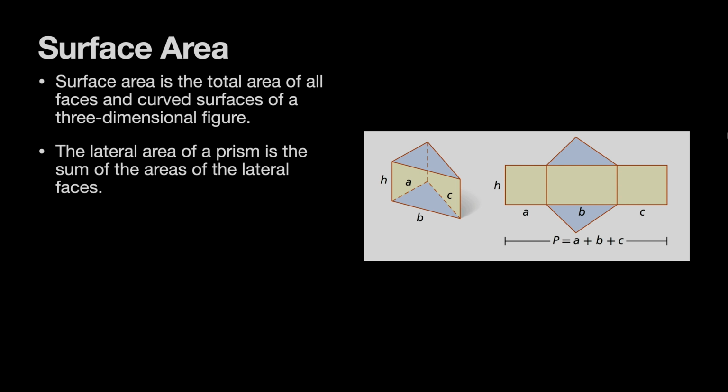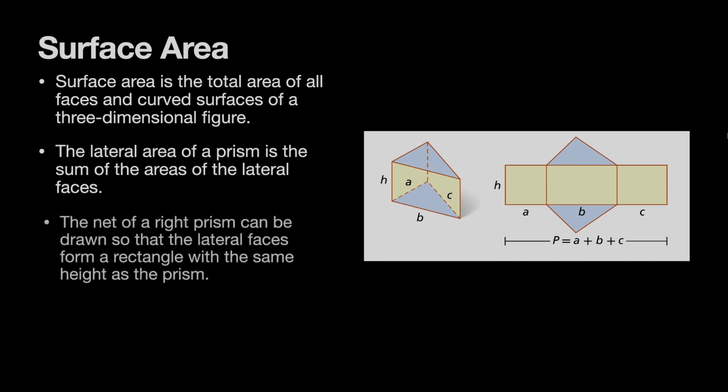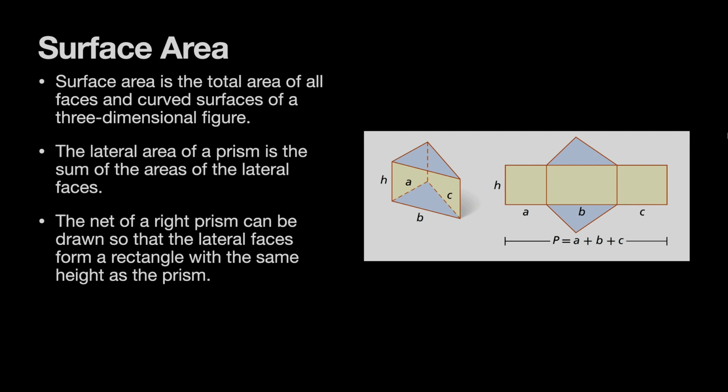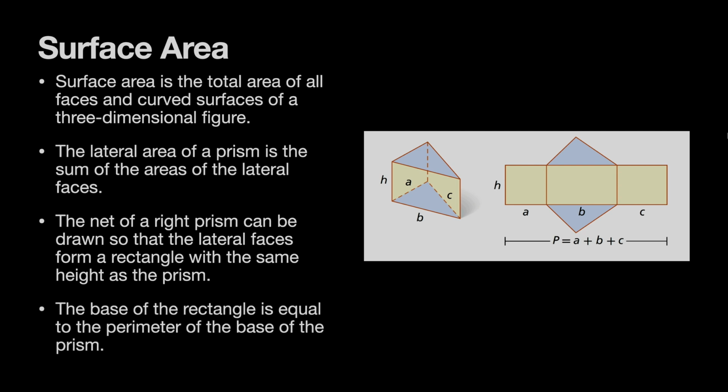We have lateral area, and that is the sum of all the faces. That's like the space that'll be on all of the sides, but not the top and bottom. The net of a right prism can be drawn so that the lateral faces form a rectangle with the same height as the prism. The base of the rectangle is equal to the perimeter of the base of the prism.